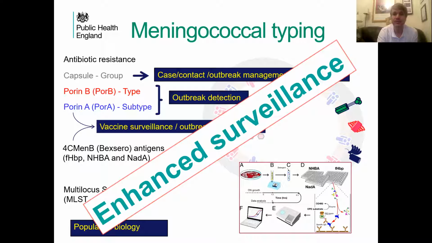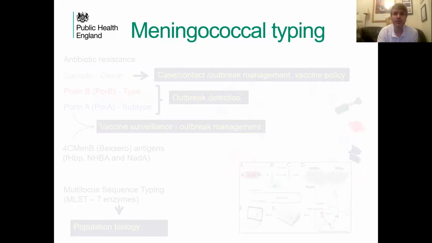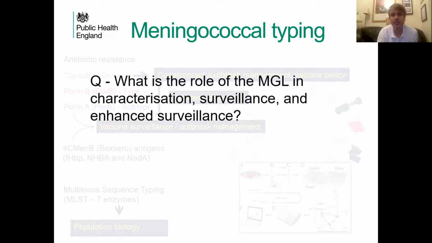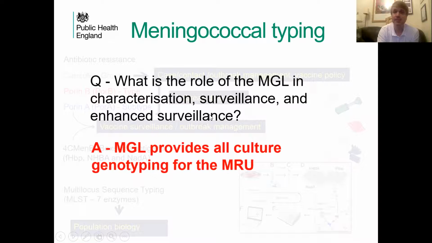And so you can see that in a short period of time, the number of targets that we characterize has increased quite considerably. The MATS is enough to keep one person busy for an entire year. And having moved from a sample of isolates each year for MLST to doing all of them, plus these three antigens, that's enough probably for 2 or 3 people as well. So the MGL couldn't really have come at a greater time, because to answer the question, what is the role of the MGL in characterization, surveillance and enhanced surveillance? Well, the answer is that the MGL provides all of our culture genotyping for the MRU. So it's really a massive step change.